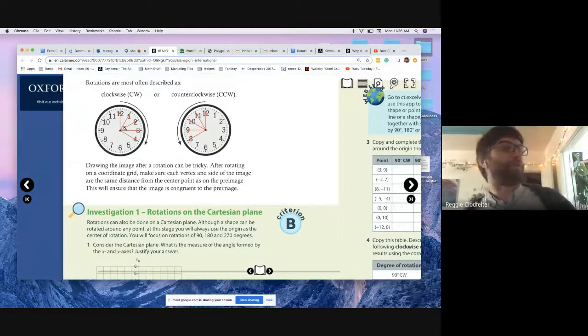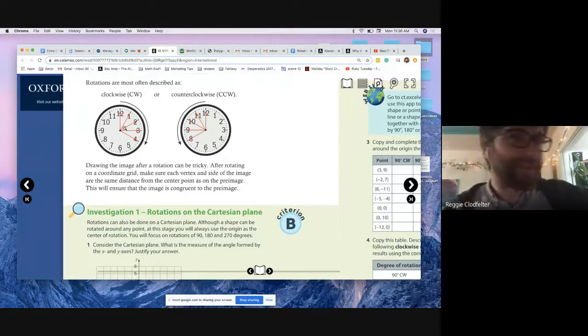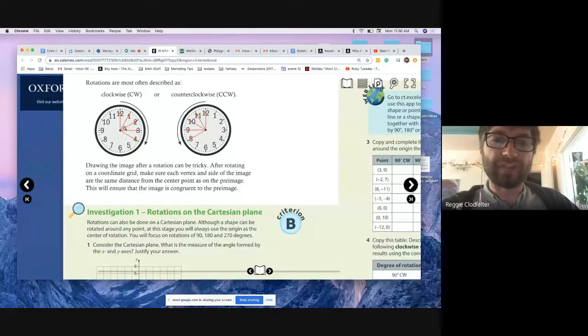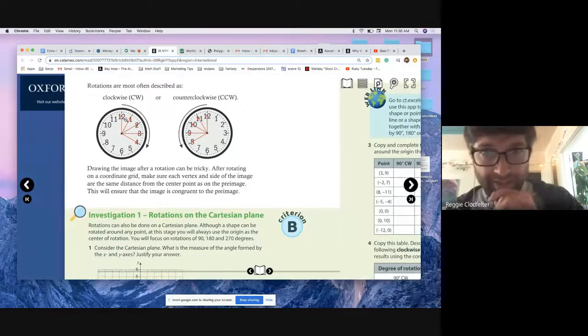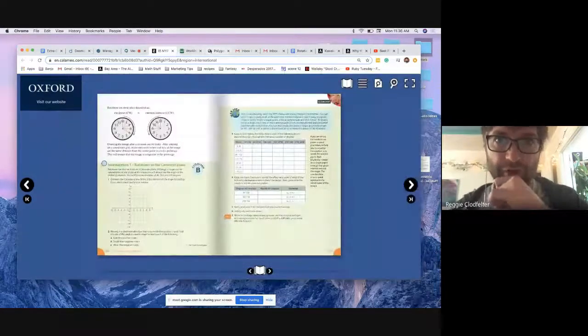So it says drawing the image after a rotation can be tricky unless you guys are excellent students like my students. After rotating on a coordinate grid, make sure each vertex and side of the image are the same distance from the center point as on the pre-image. This will ensure that the image is congruent to the pre-image. Now let me explain what that means without all that math jargon.